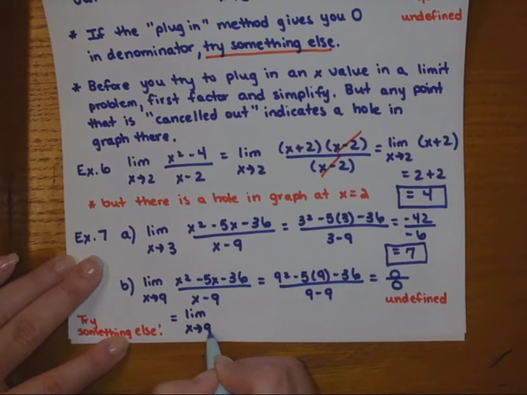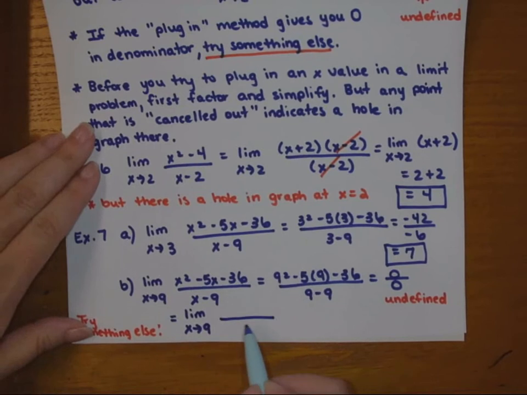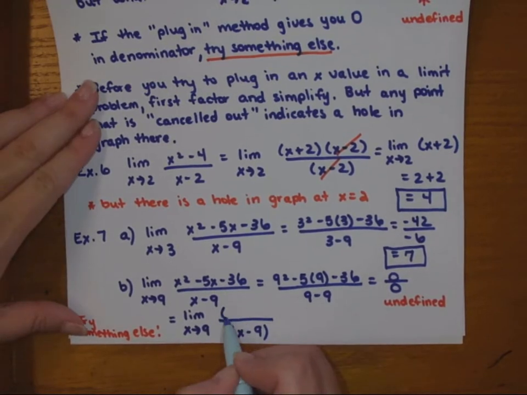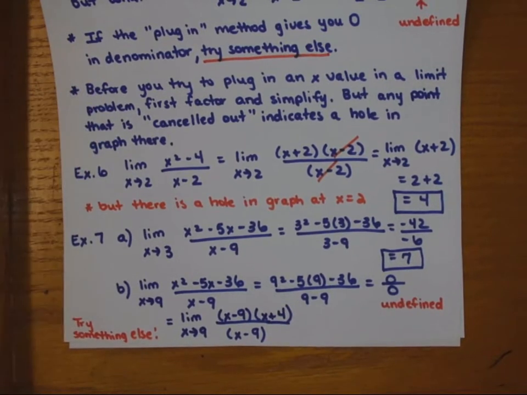So notice I'm leaving this limit notation, limit as x approaches 9. You may need to go back and review, but let's practice factoring. Go back to the first lecture that we had if you're shaky on that. But this factors into x minus 9, x plus 4. Remember, we use the AC method if you need help on that.